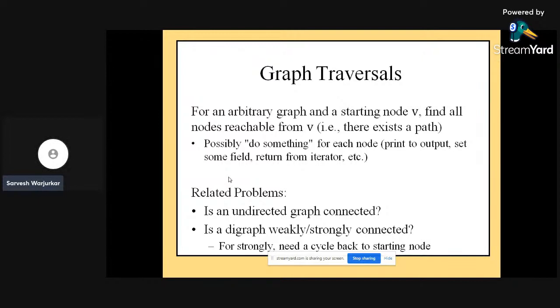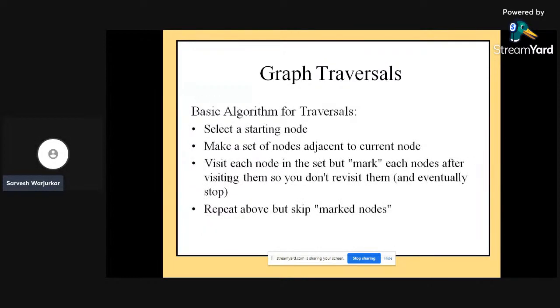Is a digraph weakly or strongly connected? For strongly connected, there is a need for a cycle that can get back to the starting node. The basic algorithm for traversals is: select the starting node, make a set of nodes adjacent to the current node, visit every node in the set, but mark each node after visiting it so you don't revisit them, and eventually you need to stop.